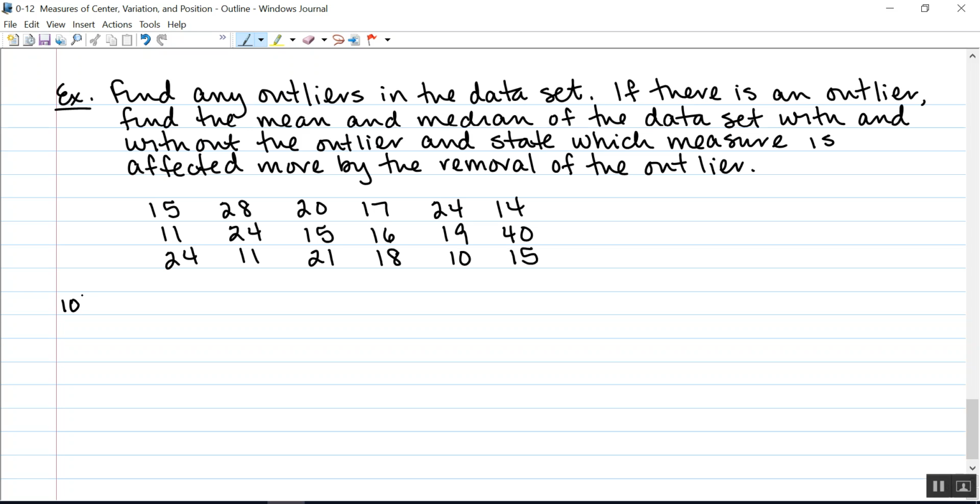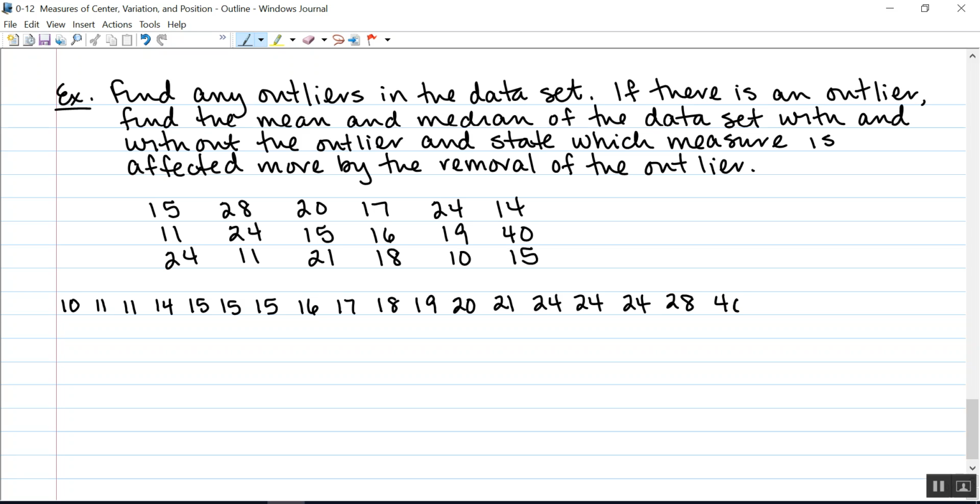So I have 10, 11, 11, 14, and I think I have 3 15s, and then 16, 17, 18, 19, 20, 21, I have 3 24s, and then I have a 28 and a 40.